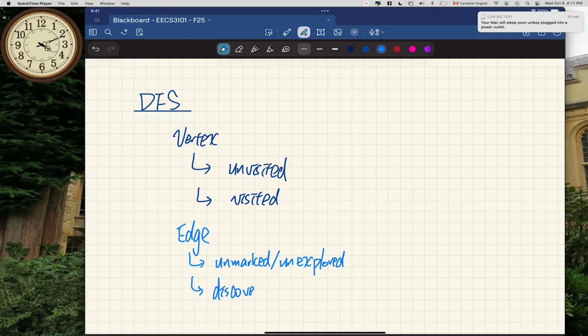Discovery edge. That means the edge leading to some unvisited node or vertex. If the edge you're looking at is actually leading you to some vertex that has not been visited yet, then that'll be discovery. You're discovering something new. That's why the name.